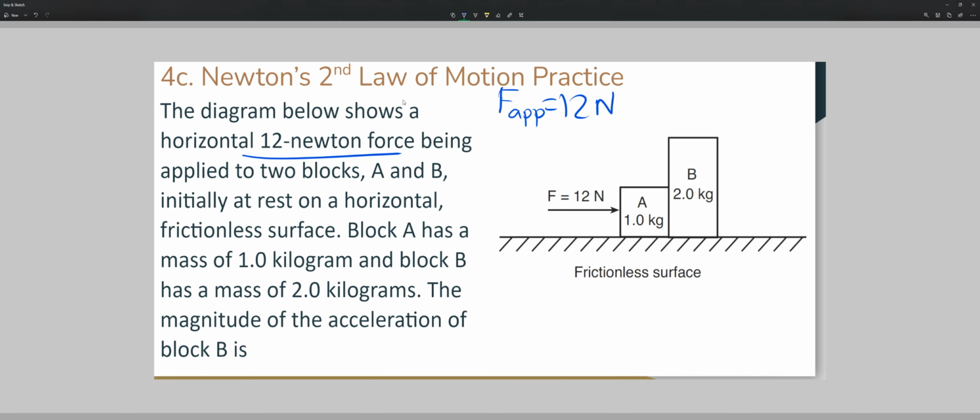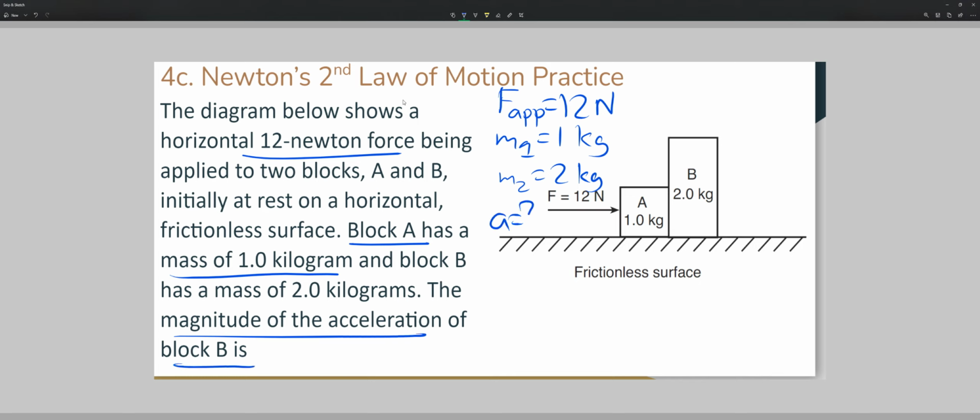Initially at rest. Block A has a mass of 1 kg. I'm just going to write mass 1 is 1 kg. Mass 2 is 2 kg. And the magnitude of acceleration of block B is what? Now the question says, what is the magnitude of acceleration on block B?